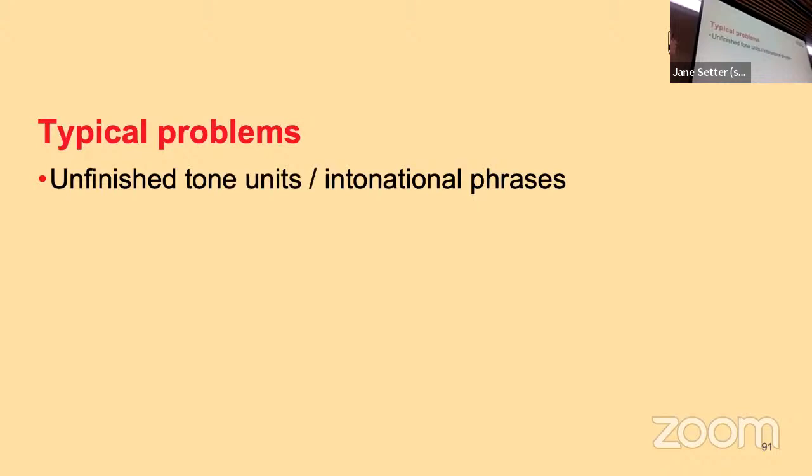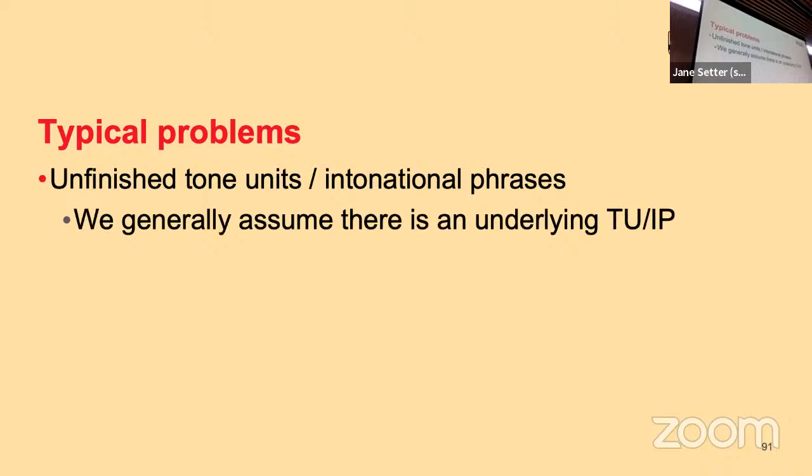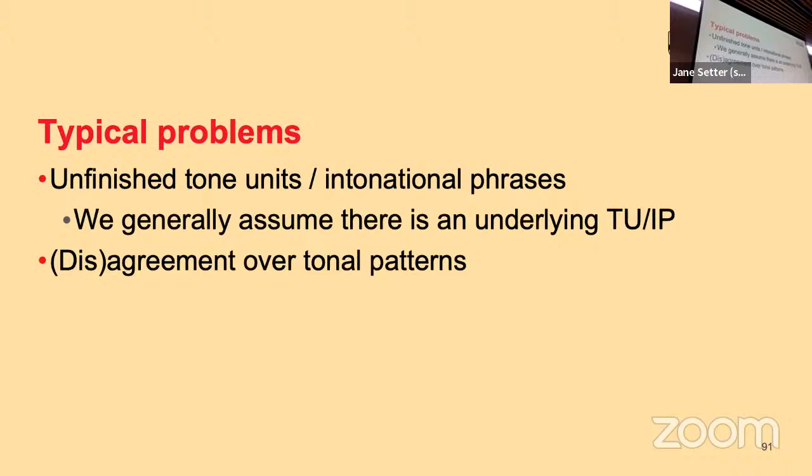So unfinished tone units and intonational phrases, what do you do with these? You just have to assume that there is a background completed unit, basically. So we assume there's an underlying one, but we don't know that there is. Also, disagreement over tonal patterns. Again, it's really important to establish parameters. So just like suggested with the rhythm research, we need to make sure that we are very clear about what we're accepting as what, and so on.